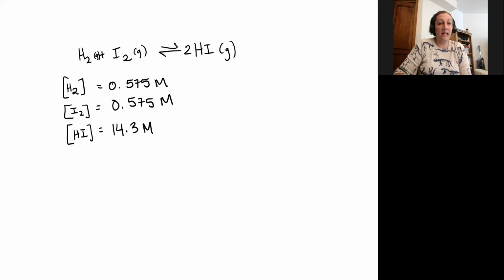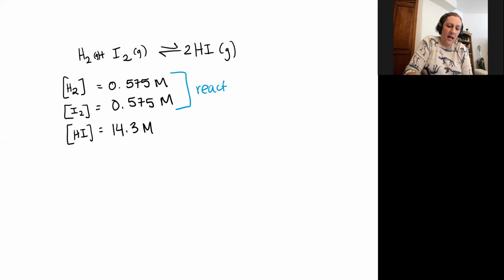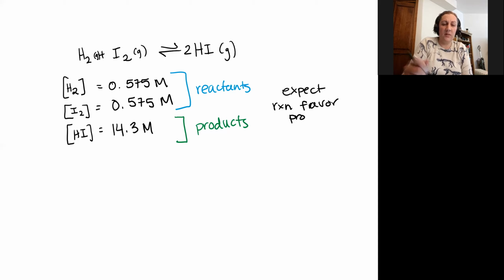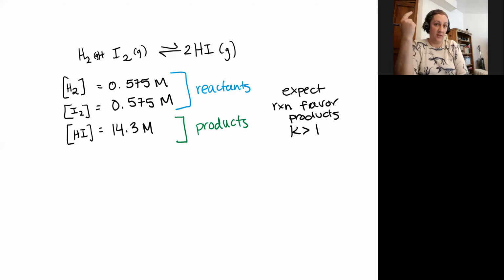So just looking at the information I have and comparing, I have my reactants here, and they seem pretty small. They're only 0.58 molar, and my products are much more concentrated at 14 molar. And so I'm going to expect that my reaction will favor products. This would mean an equilibrium constant greater than 1. So I'm going to keep that in the back of my mind as I do this calculation.